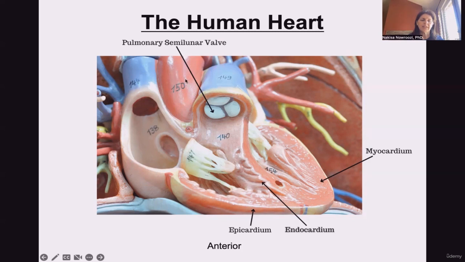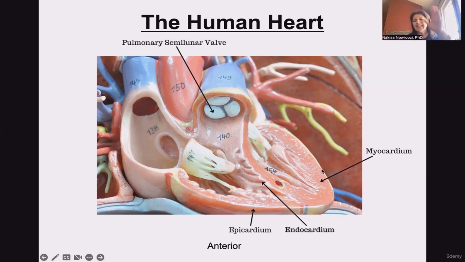And this is superior vena cava. This one is your right atrium, left atrium, a little bit of it you can see. Left ventricle, right ventricle, tricuspid valve, bicuspid valve. You have chordae tendineae on both sides.